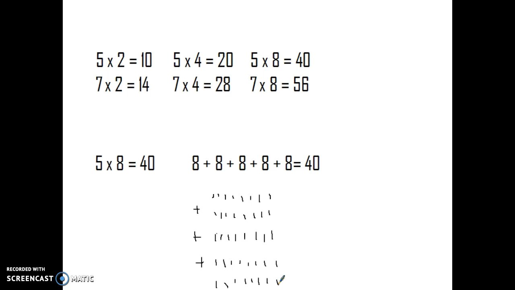Okay, so this is 8 here in this row, and then 8 doubled. So that's 16. And then another 16 here, because that's 8 two different times, so that'd be 16 plus 16 plus another 8.